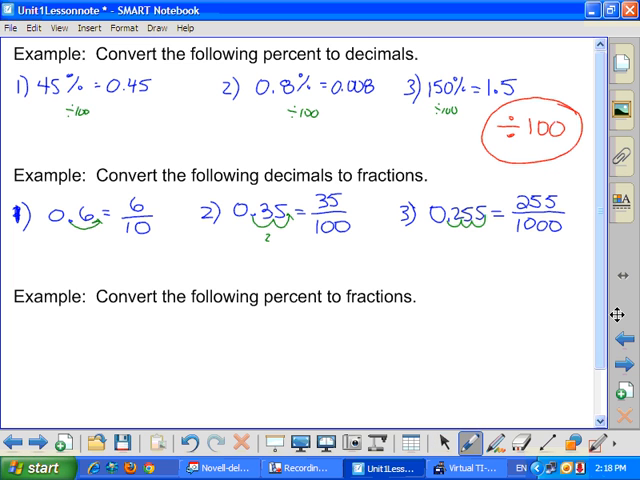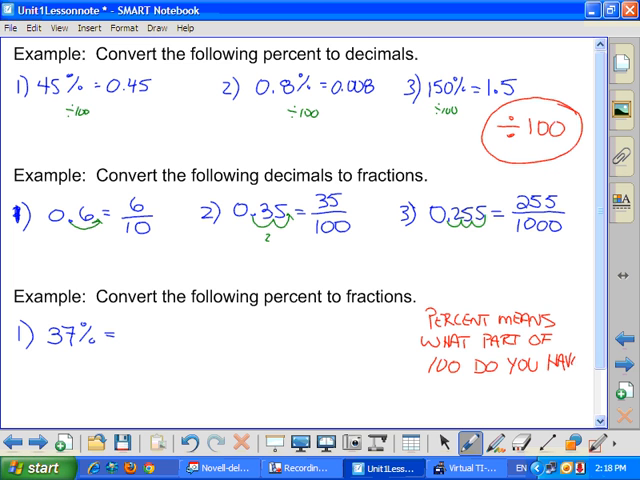Last and final example, convert the following percent to fractions. And this is the one I like, because everyone thinks it's going to be tricky, but it turns out to be very, very easy. So for example, if I had 37%, what is that as a fraction? Well, let's talk about what does percent mean for a second. Percent means what part of 100 do you have?